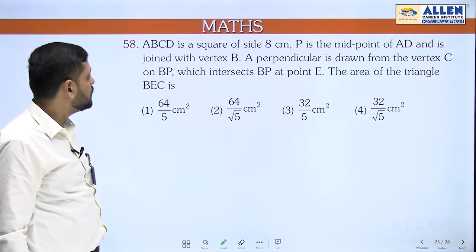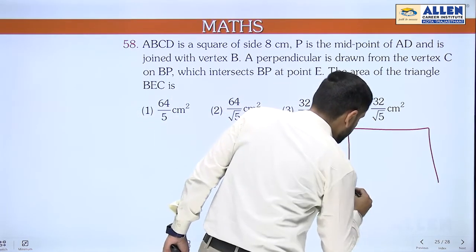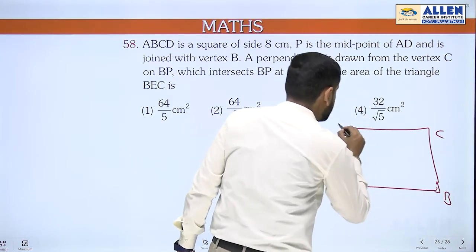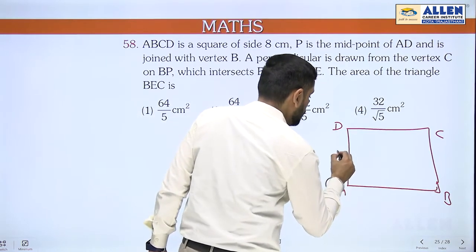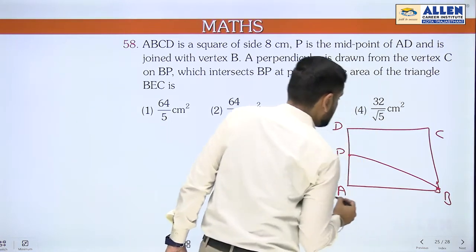We'll move on to the next question. In the next question, ABCD is a square of side 8 centimeter. Here they have given the ABCD square of side 8 centimeter. P is the midpoint of AD, and P is joined with vertex B.